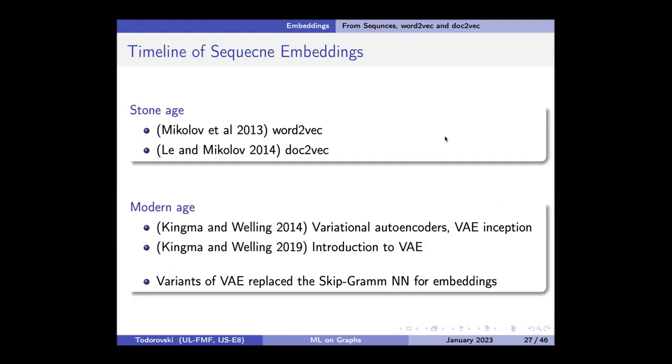It took a while, so only in 2019 a comprehensible version of the original paper came out. Afterwards, many variational autoencoder architectures were proposed for this and that, among other things also for embeddings. Are we still in the modern age, or are we past that? We're in the GPT age.